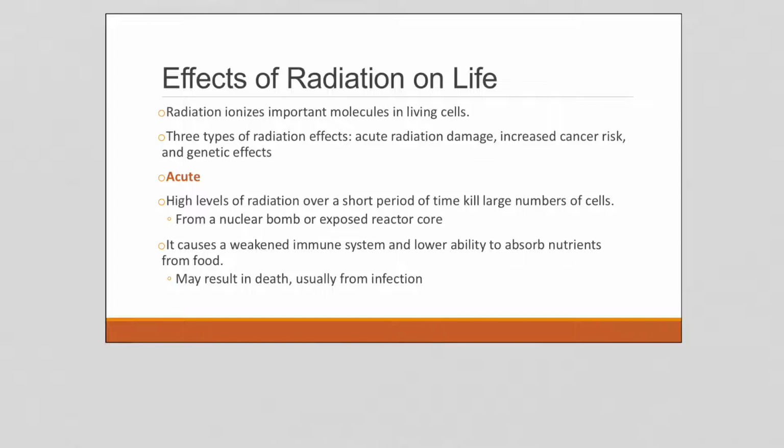Now, how do we get exposed to this radiation? Well, there's essentially two types of exposure. We have an acute exposure, which is a very high-level exposure over a short period of time, which can kill large numbers of cells. And this is what we might get from being close to a nuclear explosion, like a nuclear bomb, or an exposed core reactor like occurred at Chernobyl.